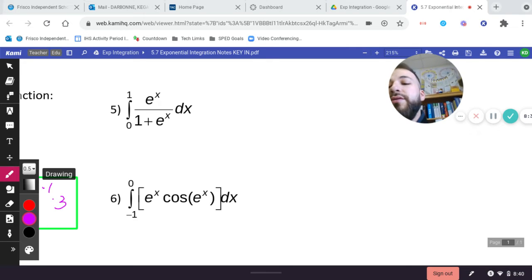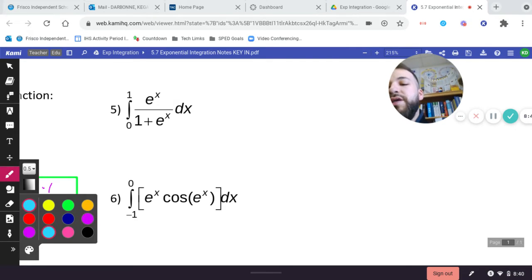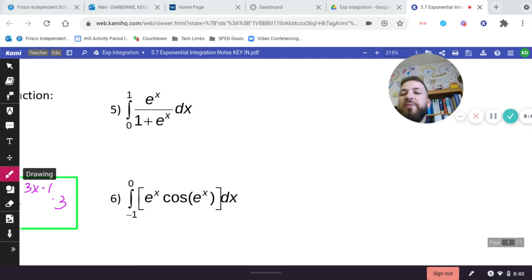So from here, our u, right off the bat, you should probably be like, Mr. Arbone, there's not something more than x going on. And you're correct. So this time, I'm not going to take the exponent out as my u. I have to think instead, is this derivative over itself? What's going on here?